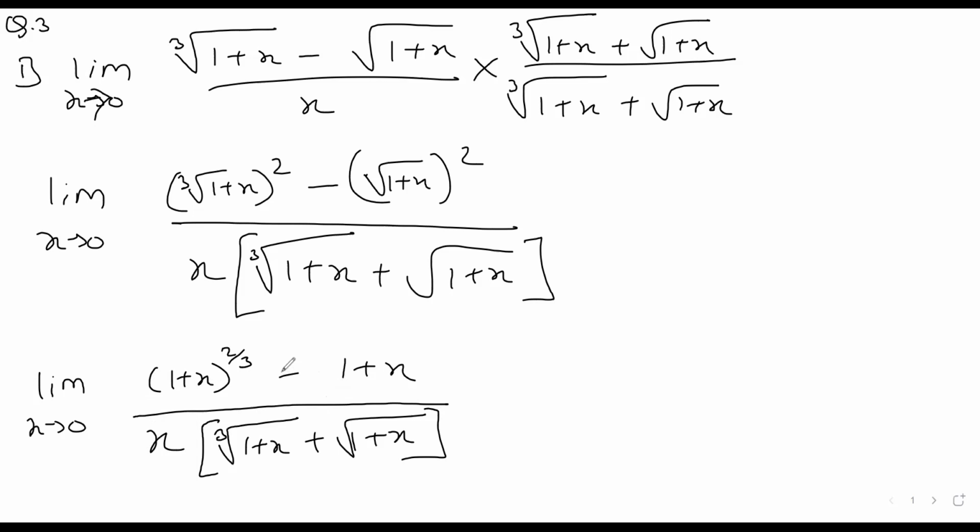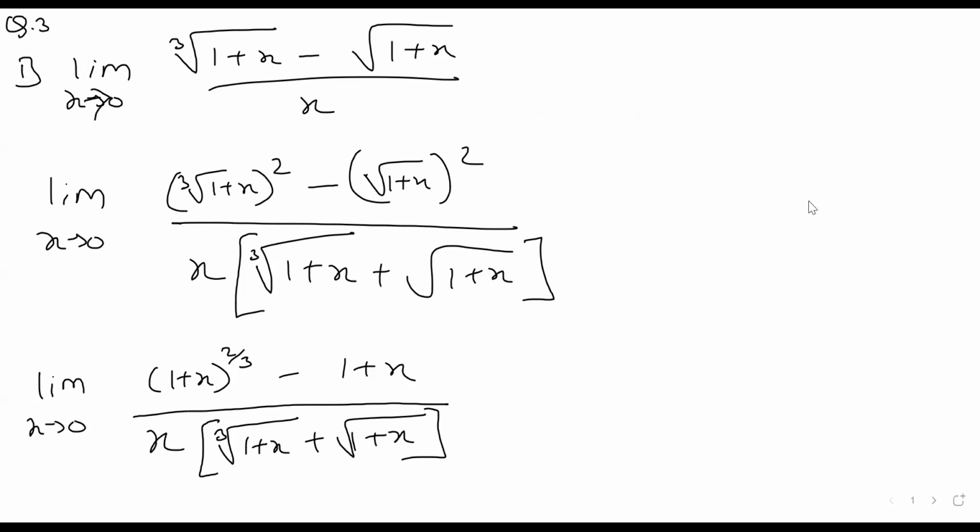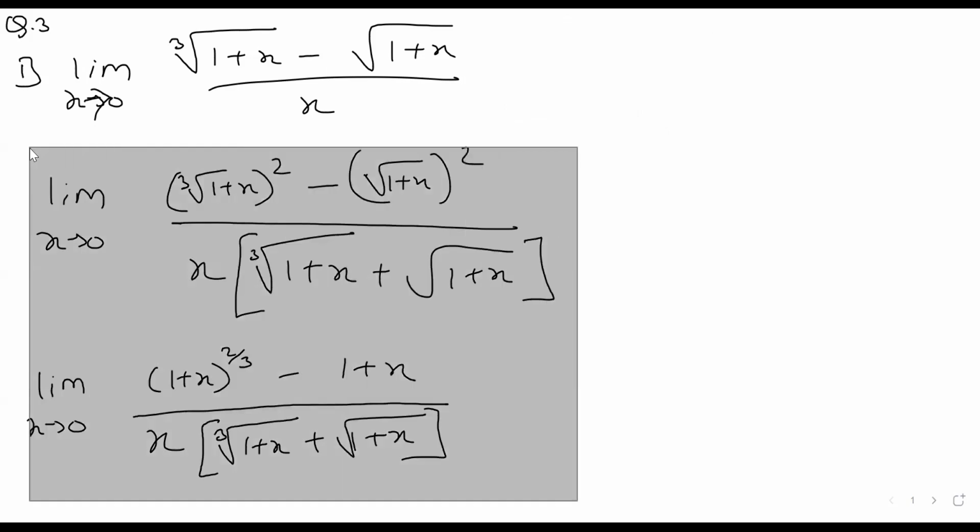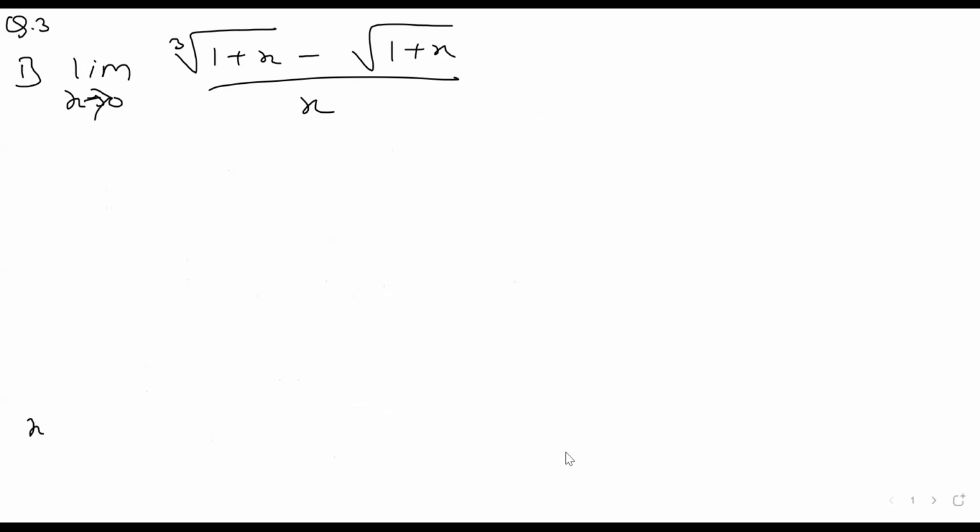We can't evaluate 1 plus x raised to 2 by 3, right? तो ये हम लोग कर नहीं पाएंगे, और इसीलिए हम लोगों को ये रैशनलाइजेशन भी नहीं चलेगा, हमको फिर अलग कोई मेथड ढूंढना पड़ेगा. And then there remains only one method, that is substitution.